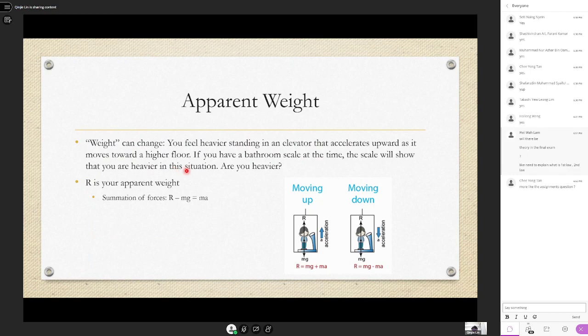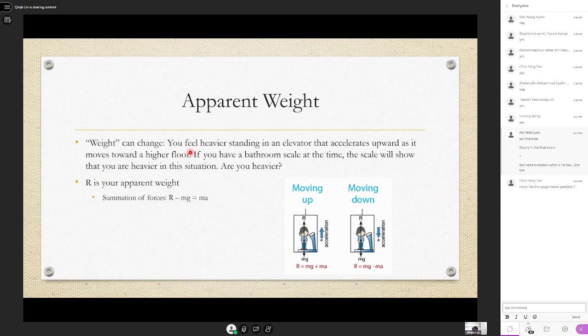But are you actually heavier? I'm sure all of you know this, right? When you take a lift and start to accelerate upwards, you feel that you are heavier. Then when the lift tries to stop, when you reach the higher floor and decelerate, you suddenly feel lighter for a while. So we can feel that the weight can change, but of course it's not changing. That's what we refer to as the apparent weight.